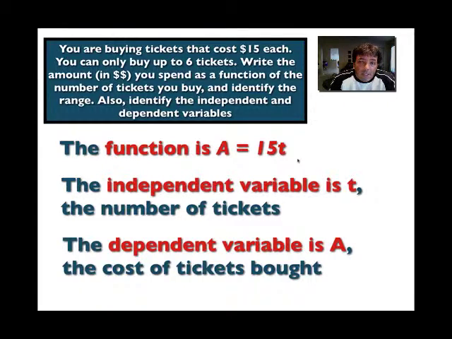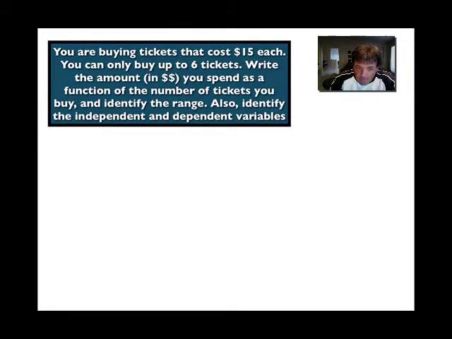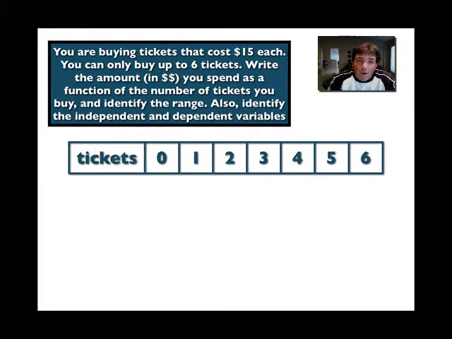Okay, so we know the independent variable, we know the dependent variable. Now we're going to find the range, and we're going to make a table. So do this with me. First, we know that our equation is total amount is equal to 15 times t. And they didn't directly tell us, but they told us what the domain is. The domain says we can only buy up to 6 tickets. That means we can buy 0 tickets, 6 tickets, 3 tickets, anything in between. So the domain is going to be the whole numbers, 0 through 6.